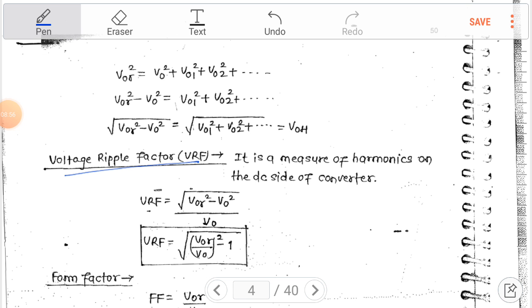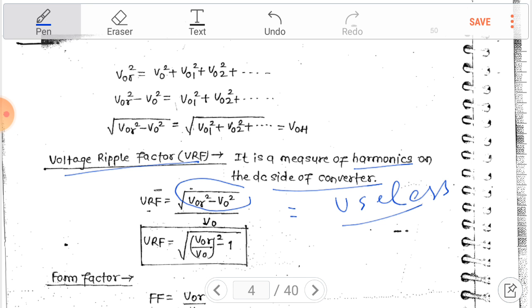So the useful power or useful voltage for us is the DC power. Voltage ripple factor is the measure of harmonics on the DC side of the converter, which can be derived as the square root of V output RMS squared minus DC voltage squared, divided by DC voltage. So voltage ripple factor is the parameter which we are using at the DC side to evaluate the harmonics. It is also derived as useless power upon useful power.